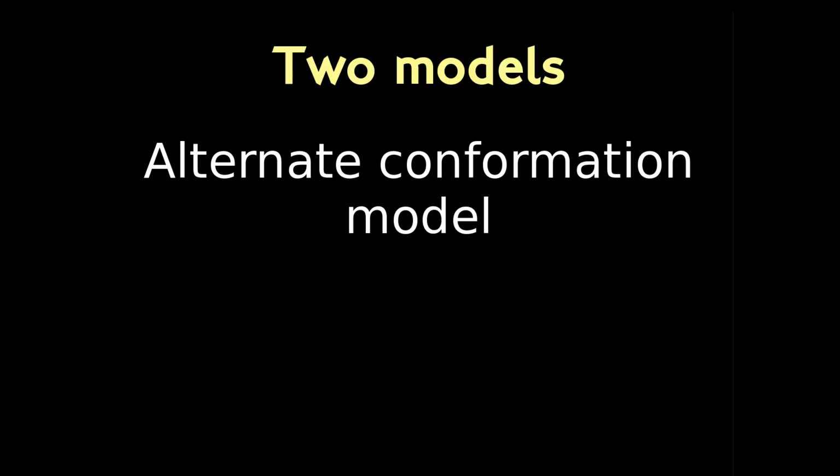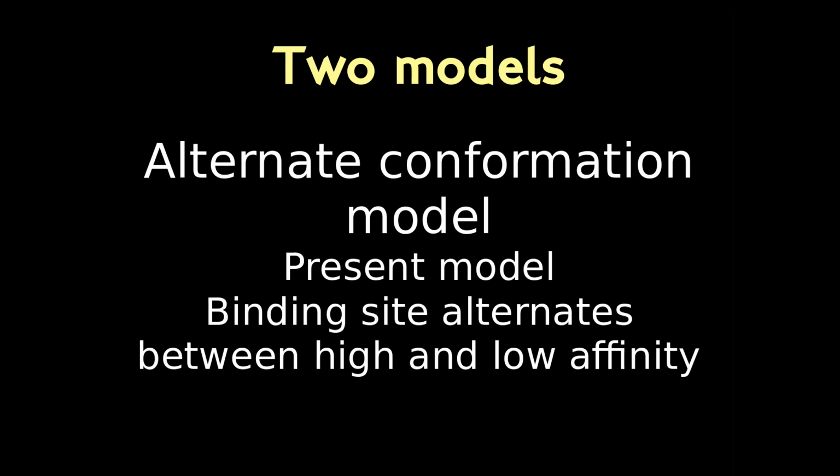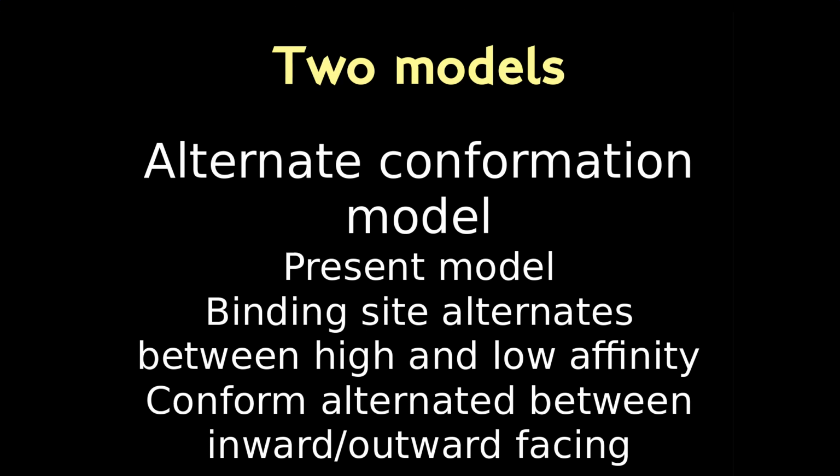The new model is what's called the alternate conformation model. And this is essentially what we're using today with a few modifications. Essentially, the idea is that we have a binding site that alternates between a high and a low affinity state. And also the entire enzyme, or the entire carrier, alternates between inward and outward facing states.